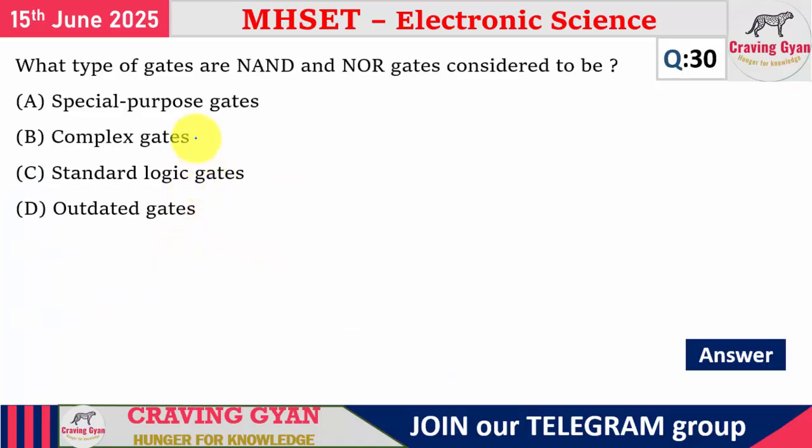30th question: what type of gates are NAND and NOR gates? NAND and NOR gates are referred to as standard logic gates. They are also referred to as universal gates. See, NAND and NOR gates are universal gates, but NAND and NOR are not the only universal gates.